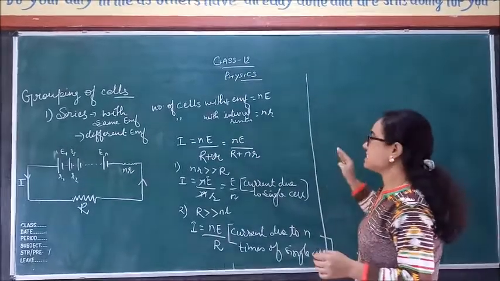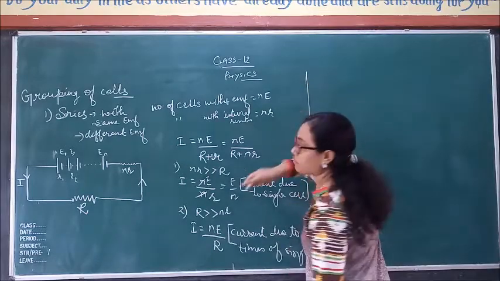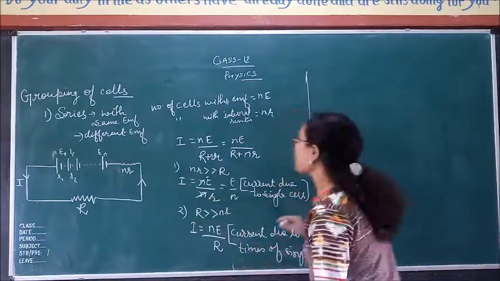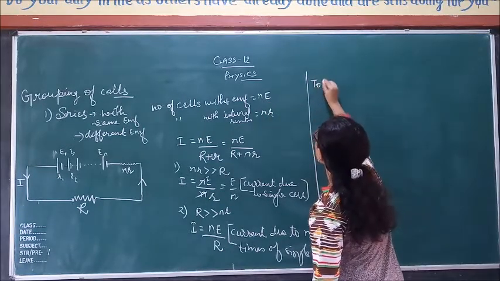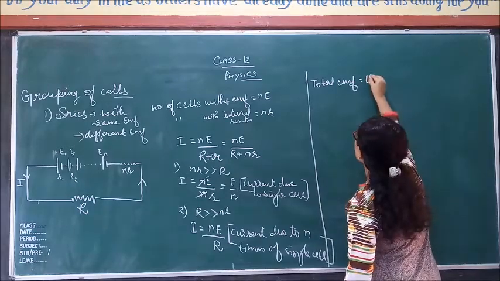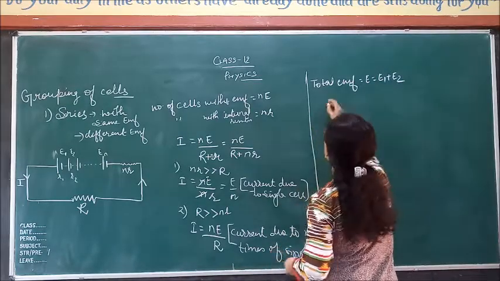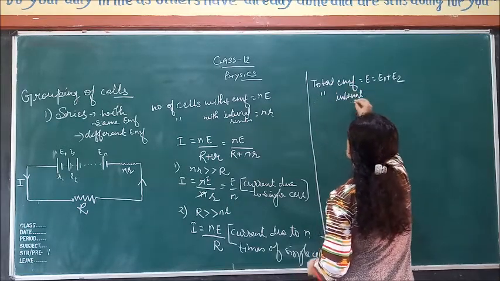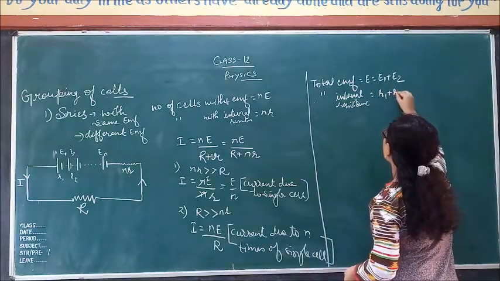Yes, your answer is terminal potential difference. Terminal potential difference is developed when different cells are connected in series. Okay, so here we will start. The value of this is total EMF. Dear students, total EMF is what? E is equal to E1 plus E2. Now the total internal resistance, how much will it be, students? That is R1 plus R2.